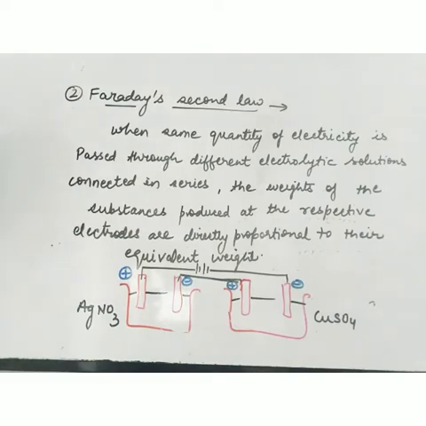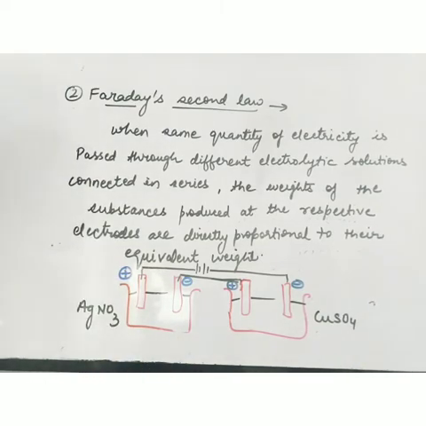Now let's see Faraday's second law. Faraday's second law says that when the same quantity of electricity is passed through different electrolytic solutions connected in series, I have taken two solutions here. One is silver nitrate and the second is copper sulfate, and these two are connected in series. You know series combination. Same current is passed. Now what will happen? The weight of the substances produced at the respective electrodes is directly proportional to their equivalent weight.